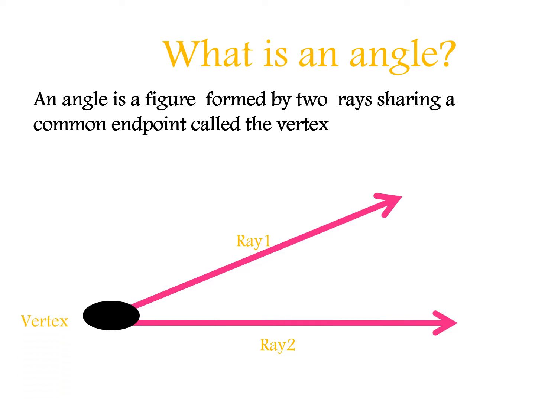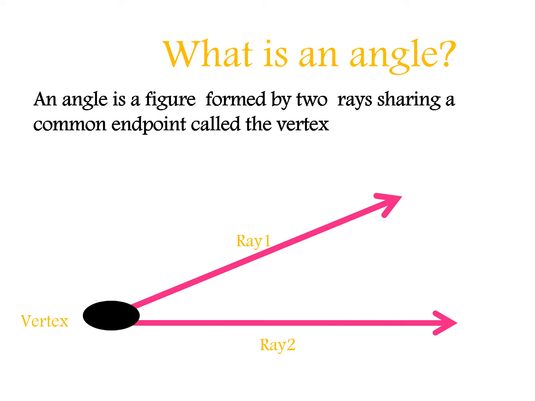So the corner of the angle here is called the vertex of the angle. I want you to know this very well. So what is the vertex of the angle, guys? It is the black point here, which is the corner of the angle, and it is called the vertex of the angle.